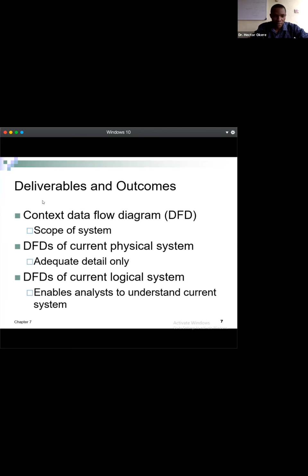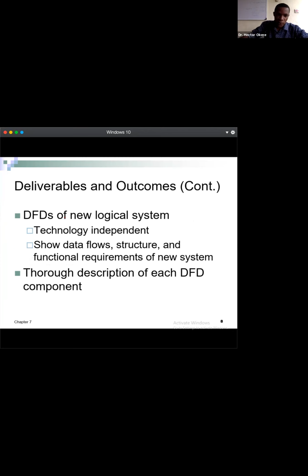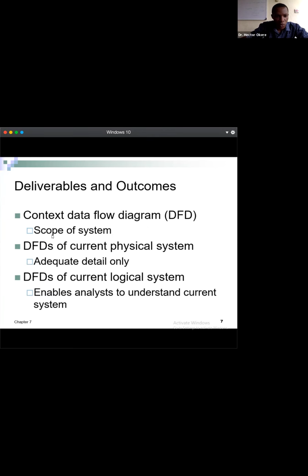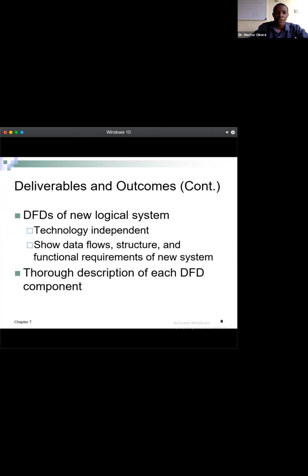We will understand that better as we move forward, okay? So here, the current physical system, adequate detail only. In the context diagram, you only need adequate detail only, just enough information. Don't put too much information in the context diagram, okay? It enables analysts to understand the current system, all right?